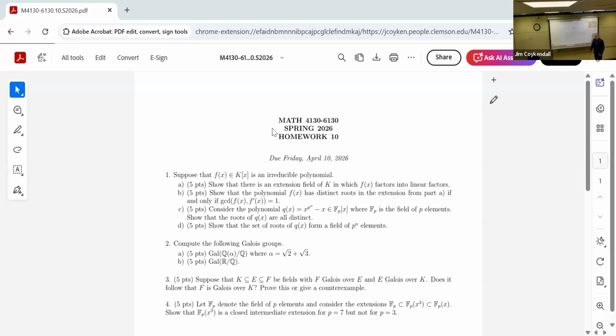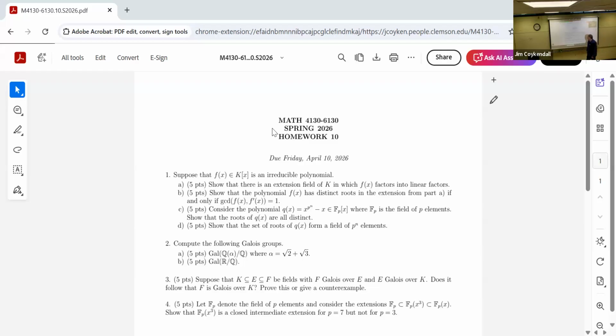And finally, when we talked about the proof of the fundamental theorem of Galois theory, we talked about priming things. You know, you prime a field, you get a group, prime a group, get a field. Let F_p denote the field of p elements, and consider this extension here. So you have F_p inside the rational functions in the variable x cubed, inside the rational functions in the variable x.